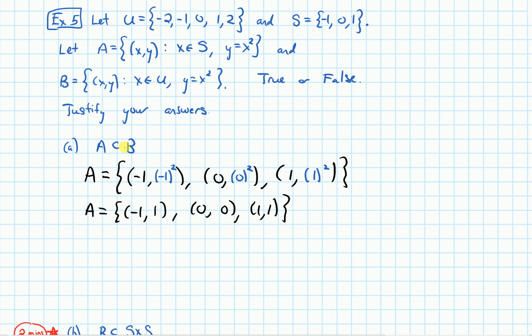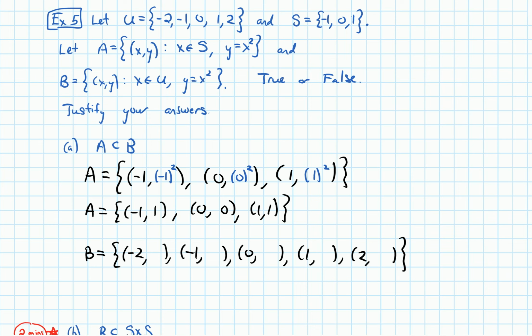Now I have to do the same thing for the set B. And B is really similar. It's just that x is now an element of U, which is a slightly bigger set than S was. So it's going to be really similar, but I'm going to do this one more quickly. For B, x could be -2, or -1, or 0, or 1, or 2. And then to get y, we square whatever x is.